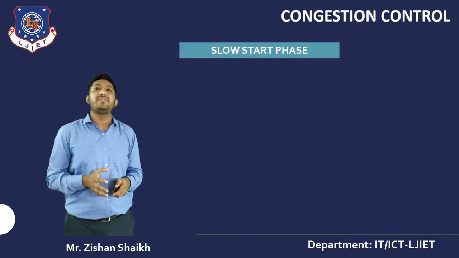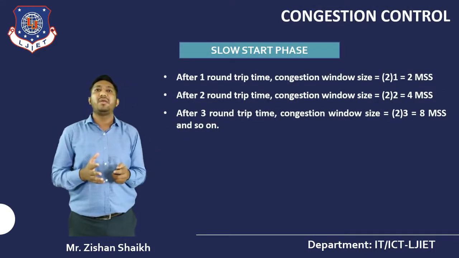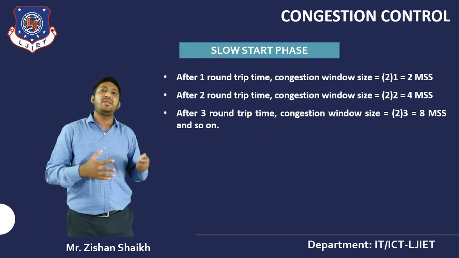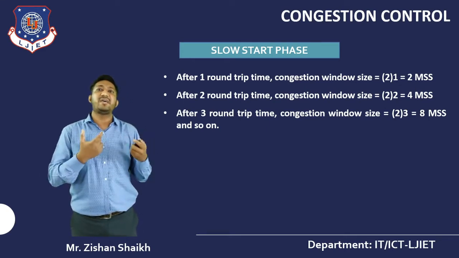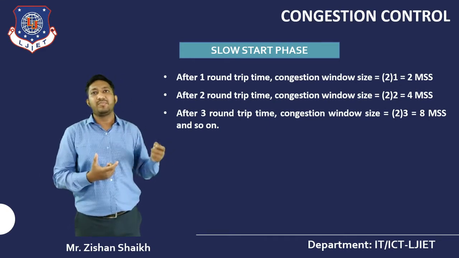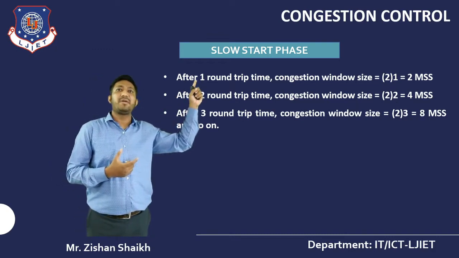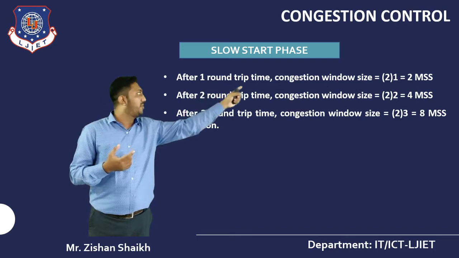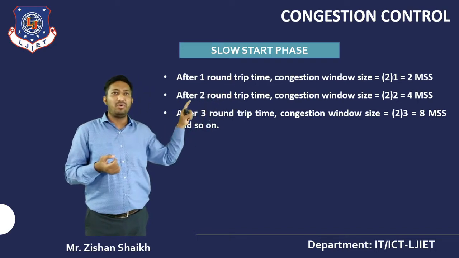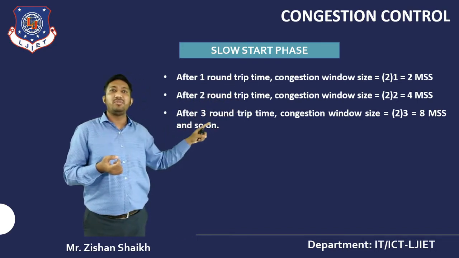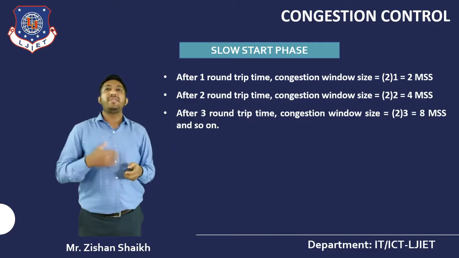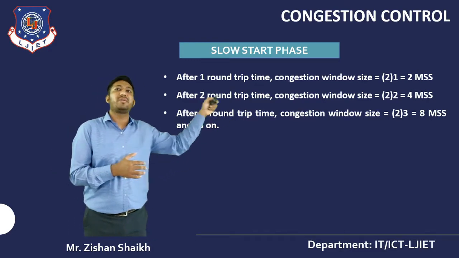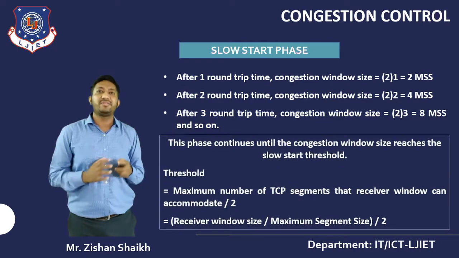So we can say that in the slow start phase, in each and every iteration, it will increase the size of the congestion window. After round 1, my size will be increased to 2 MSS. After round 2, it will be 4. After round 3, it will be 8. So that's how the congestion window is increased here.